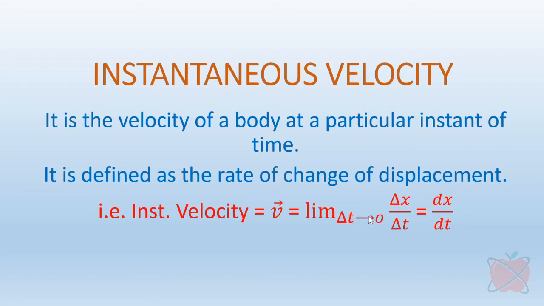You see this arrow here. How do we say this? This is limit delta t tending to 0. That means the time interval is very, very small, so that we get that particular instant of time. So this by definition is equal to dx/dt, the differentiation of the displacement with respect to time.